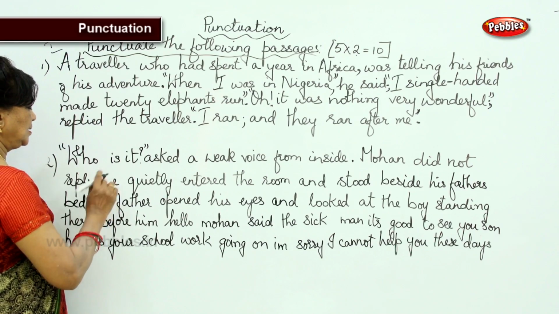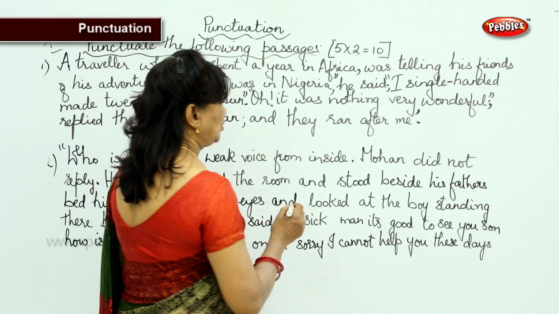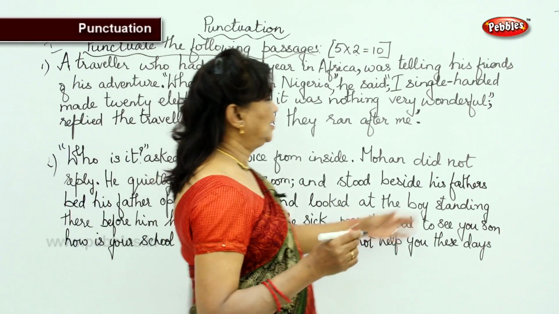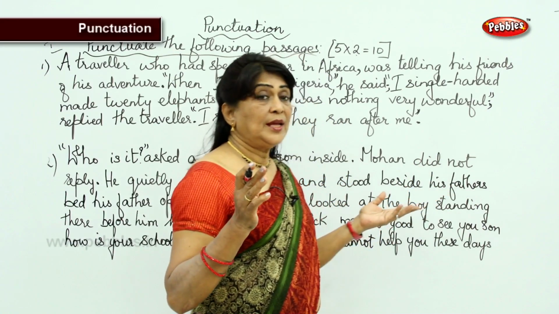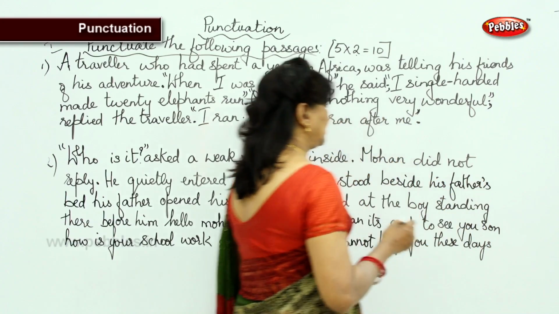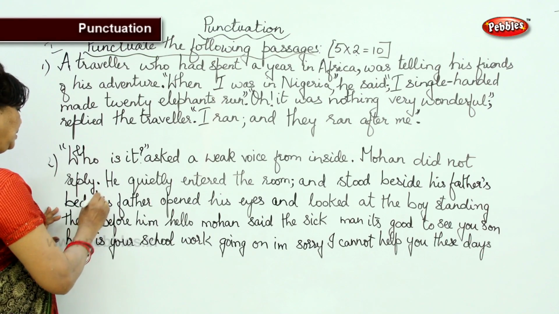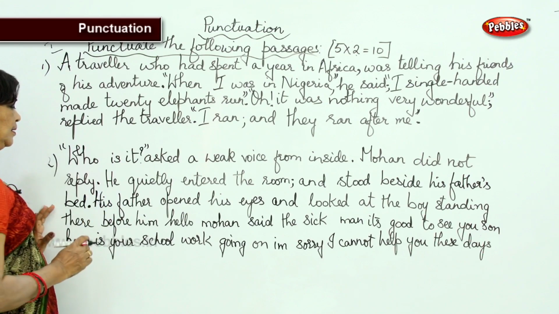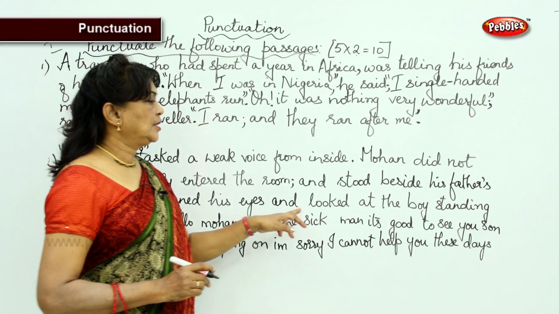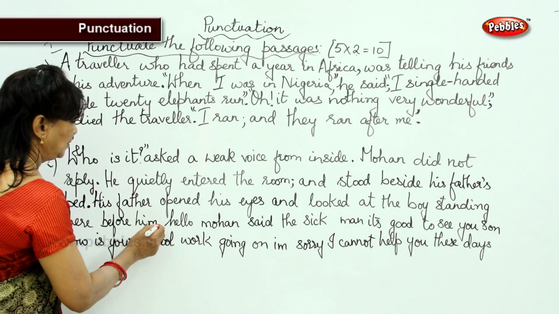Again, beginning of a sentence. He quietly entered the room and stood beside his fathers. Now, if you write it this way, it looks like he has many fathers. Father apostrophe s. Father's bed. Full stop. Then his father, capital H here, opened his eyes and looked at the boy standing there before him. Full stop.